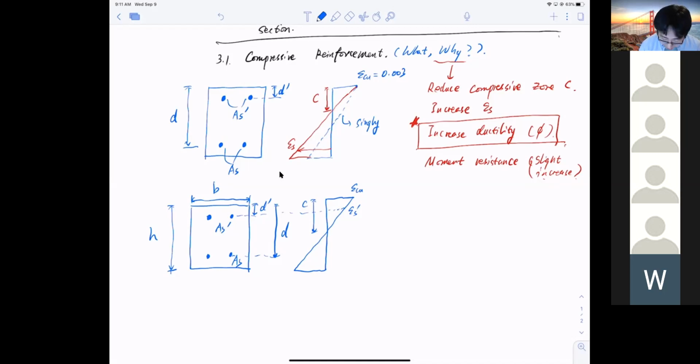But don't forget, I have compressive reinforcement now. The steel also takes compression, right? So don't forget to add a compression from steel, which is fs prime.